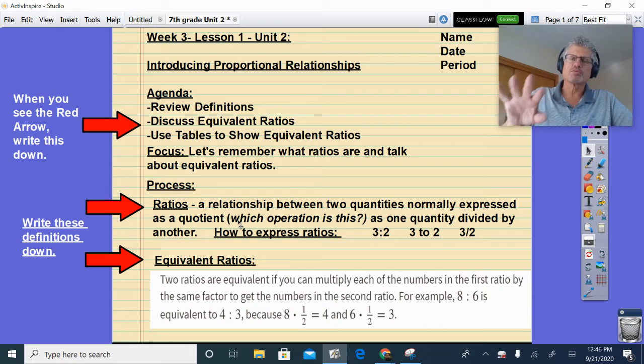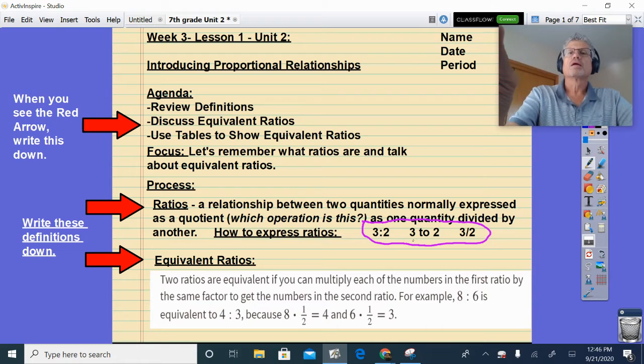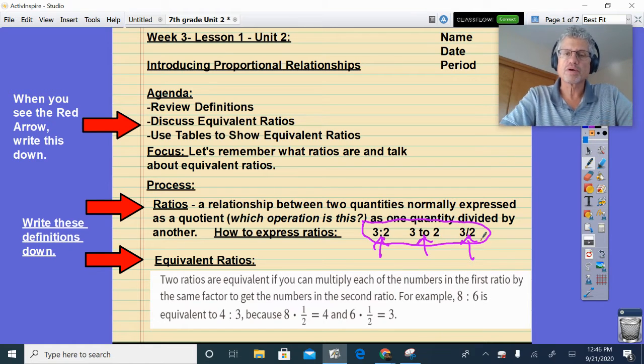And here's how to express ratios. This is something that we are going to be working with a lot. But these are the 3 ways you express a ratio, and they're all spoken the same way: 3-to-2. You notice this one has a colon on it. This has got the word "to," and this is expressed as a fraction. So those are the 3 ways to write a ratio: using a colon, the word "to," or as a fraction.